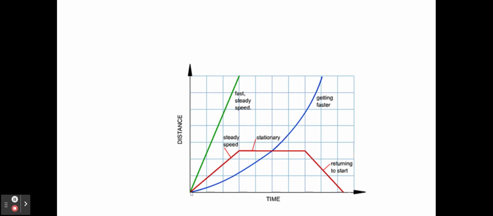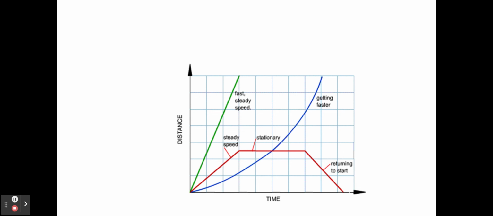The green line shows an object which is traveling at a steady speed, but it's much quicker than the red line. So imagine running from the wall outwards up to a point and then stopping. And then the blue line shows an object that's accelerating. So its distance is changing rapidly through this curve, meaning the object is getting faster. So this would be somebody who starts at the wall and progressively gets faster as they walk, jog, run, and sprint away from the wall.